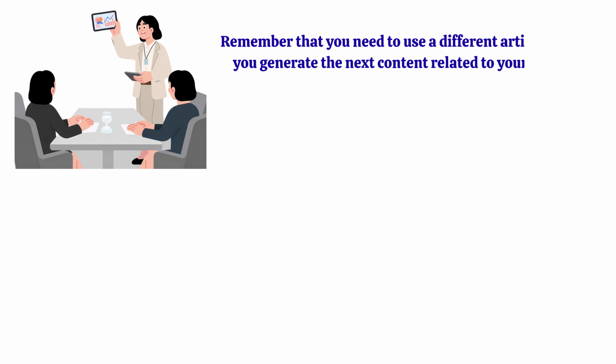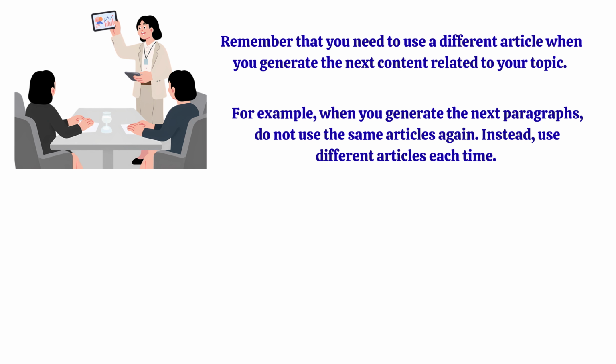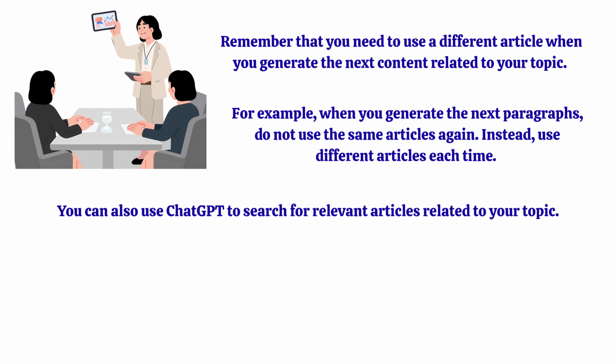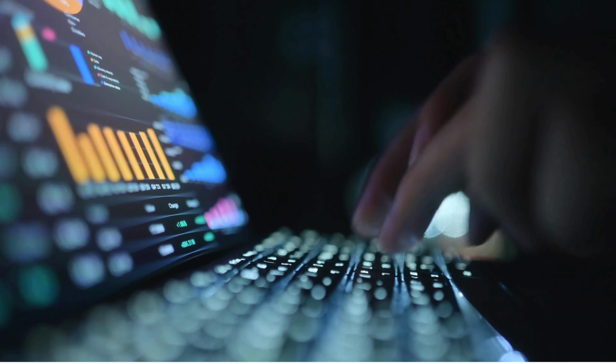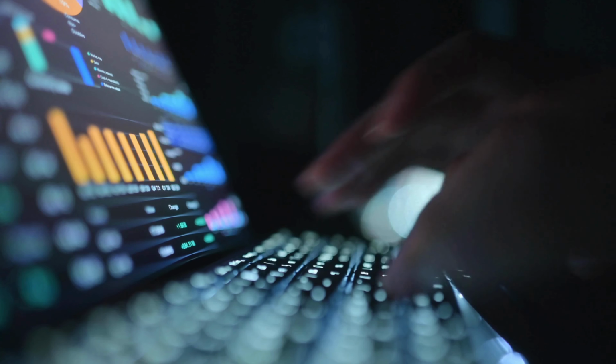Remember that you need to use a different article when you generate the next content related to your topic. For example, when you generate the next paragraphs, do not use the same articles again. Instead, use different articles each time. You can also use ChatGPT to search for relevant articles related to your topic. Please refer to the video above to learn how to use ChatGPT to search for Google Scholar articles. Always make manual changes, remove overly technical words, and add citations. Then you do not need to worry about AI content flags.